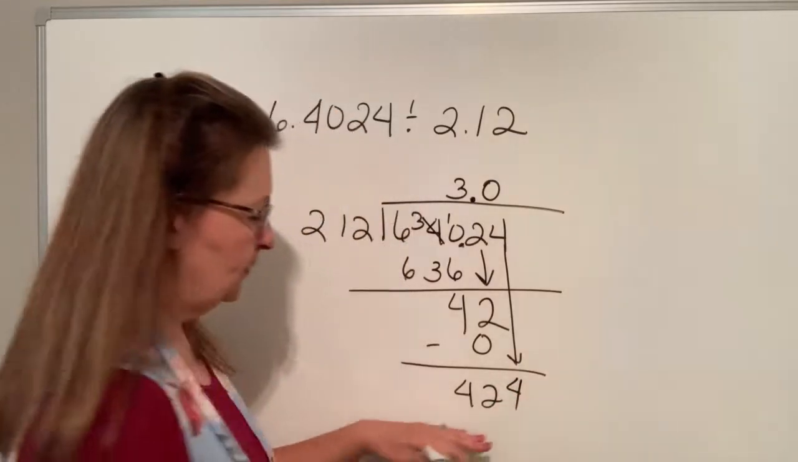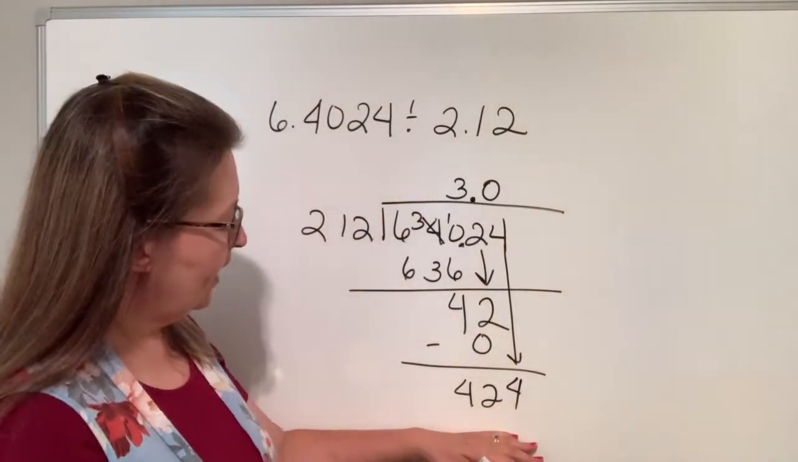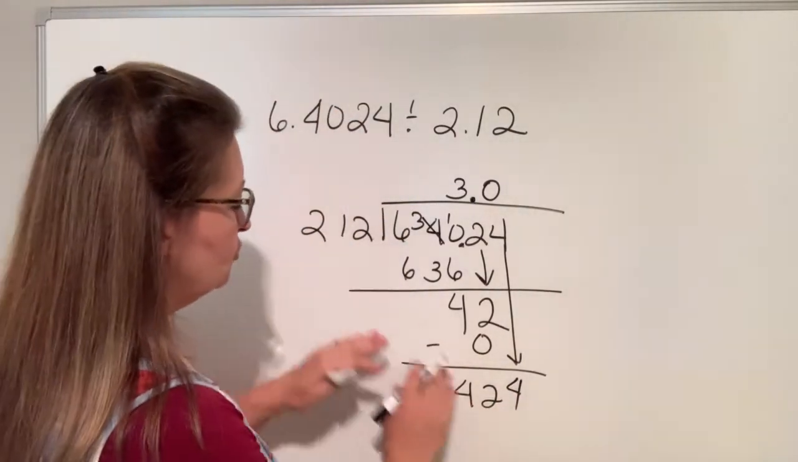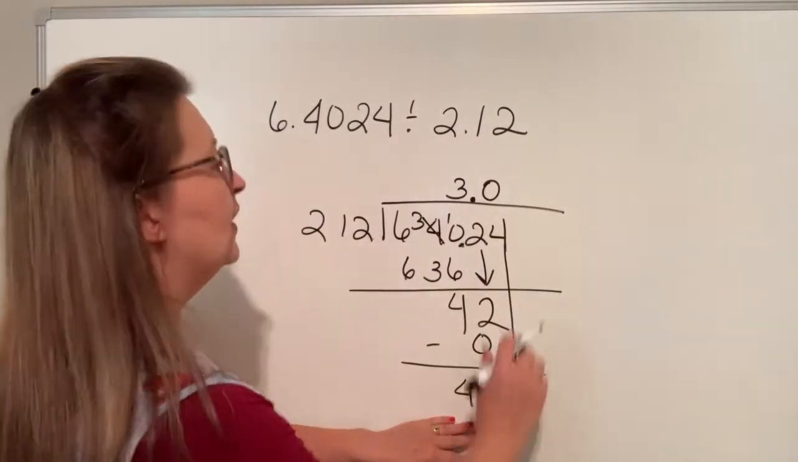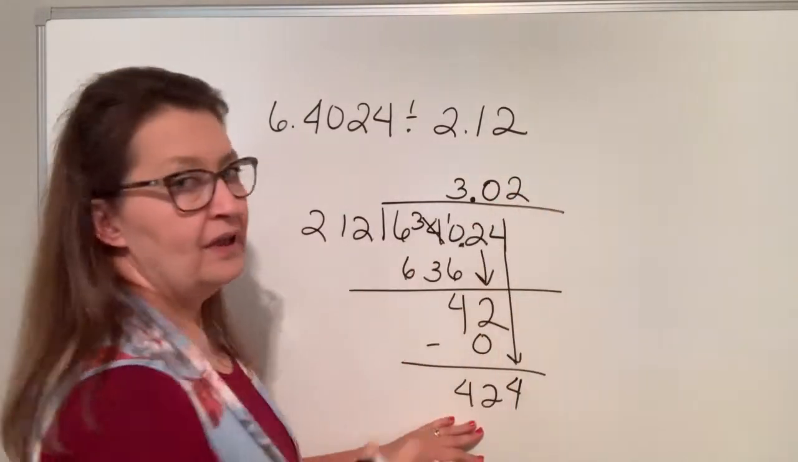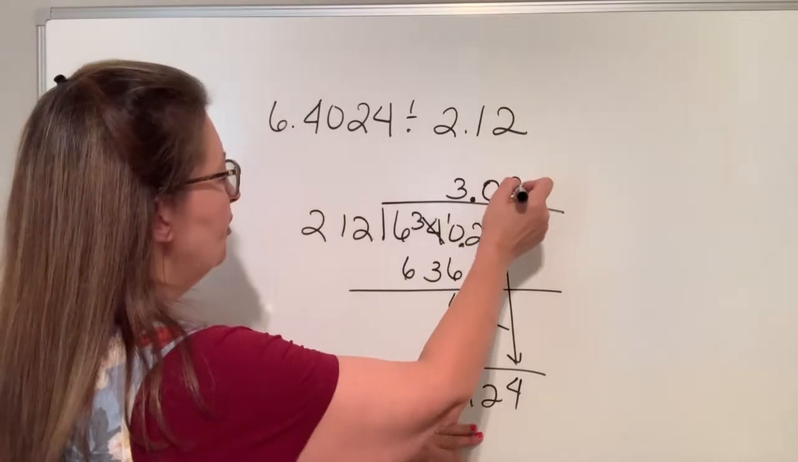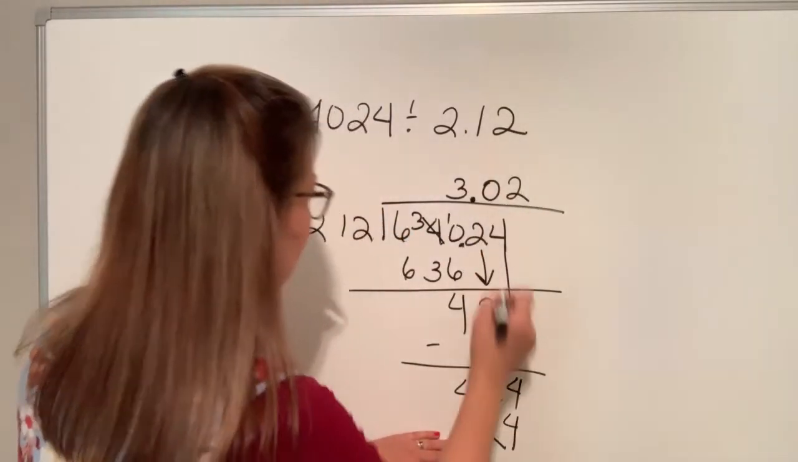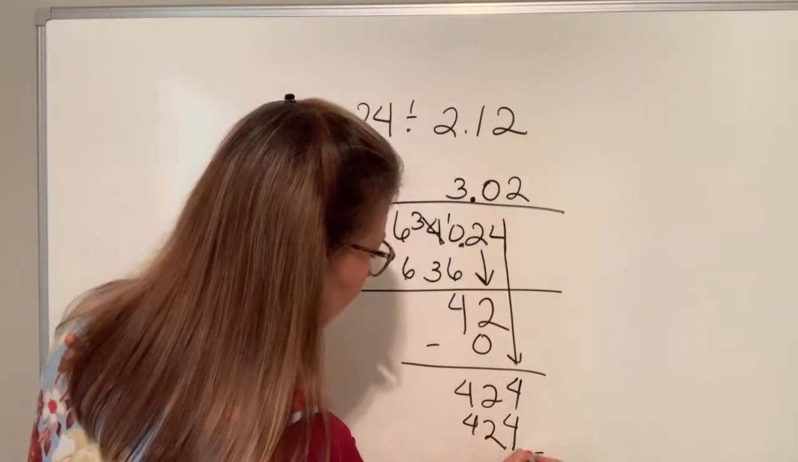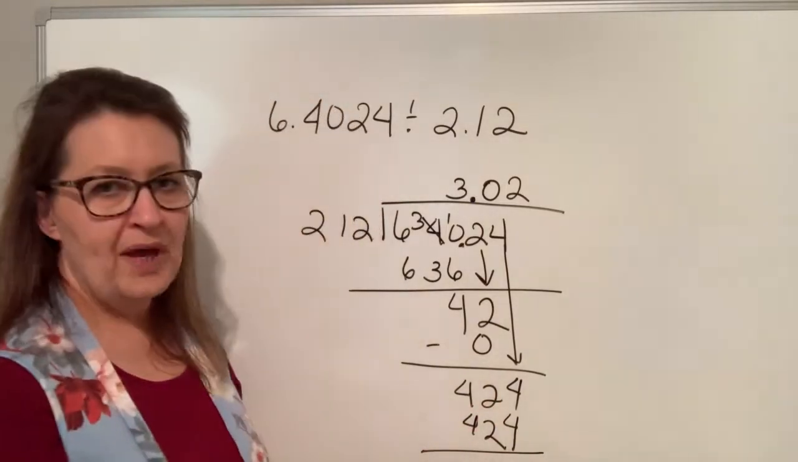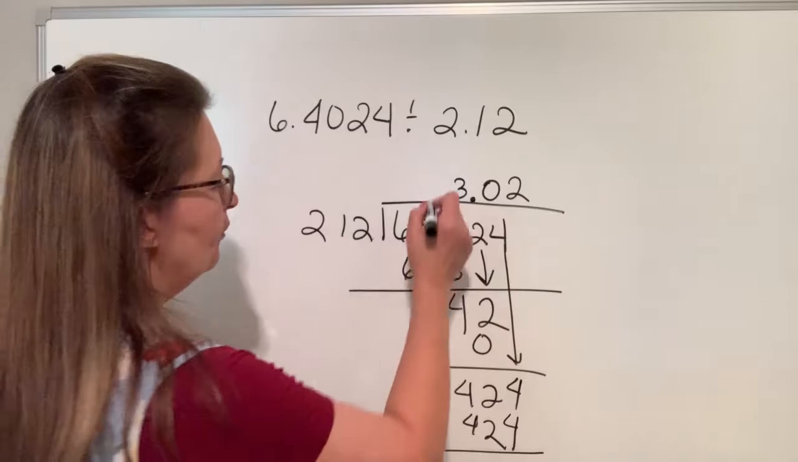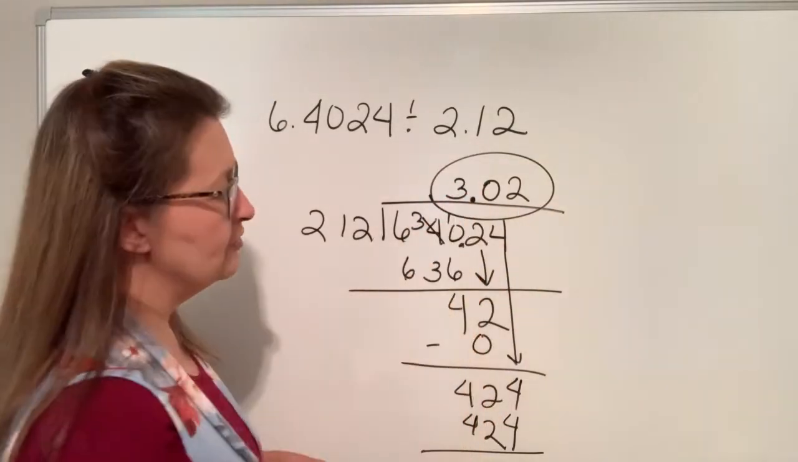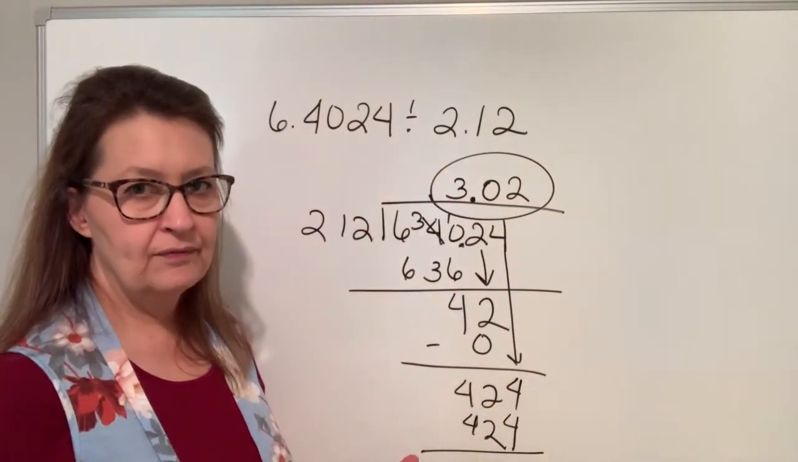and bringing down the 4. Okay? Now I ask myself, how many times will 212 go into 424? Well, I'm thinking 2. Let's multiply. 2 times 2 is 4. 2 times 1 is 2. And 2 times 2 is 4. So we have a remainder of 0. Therefore, your final answer on this is 3.02.